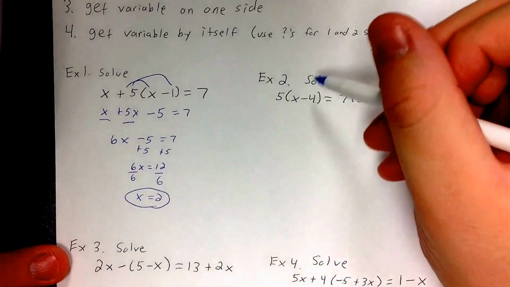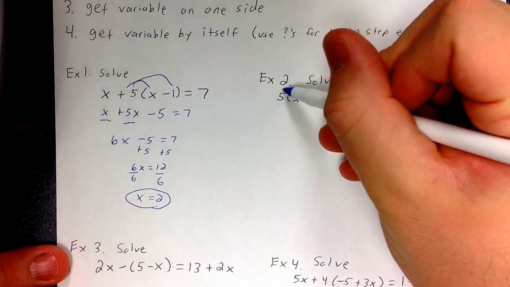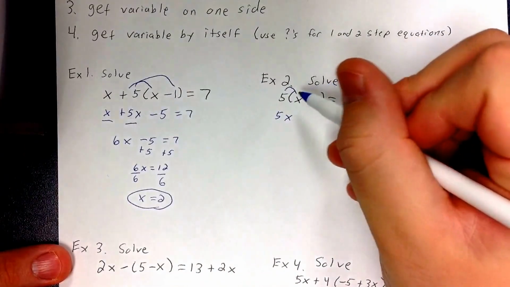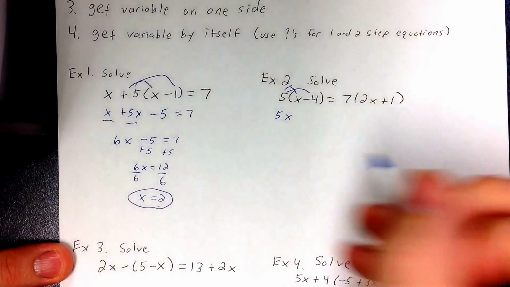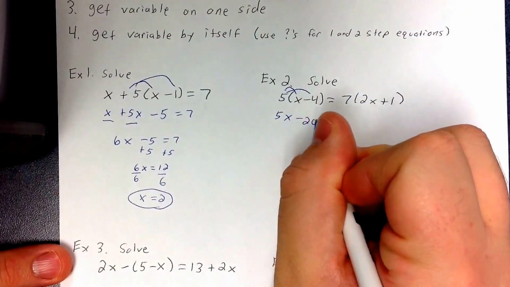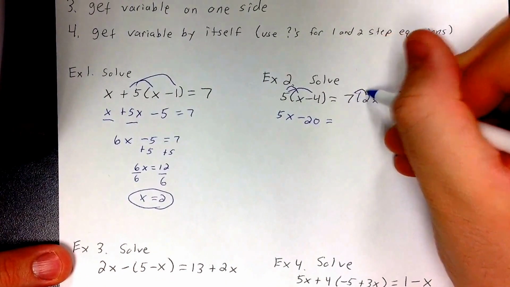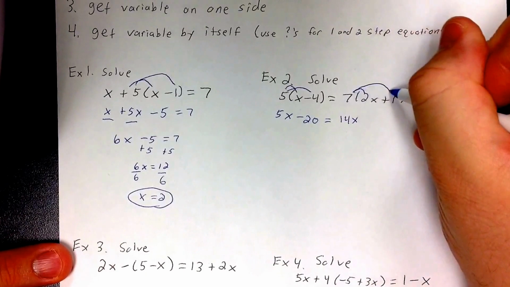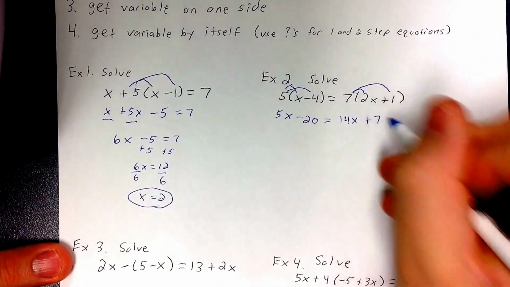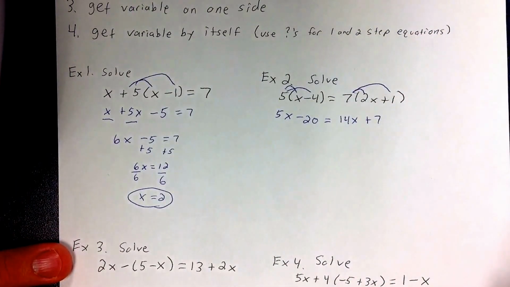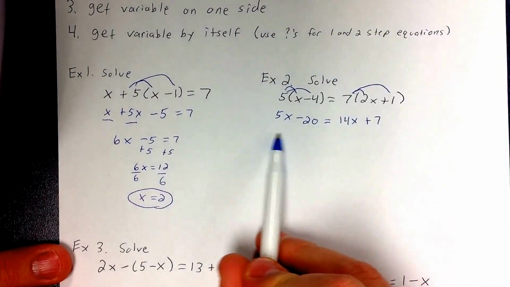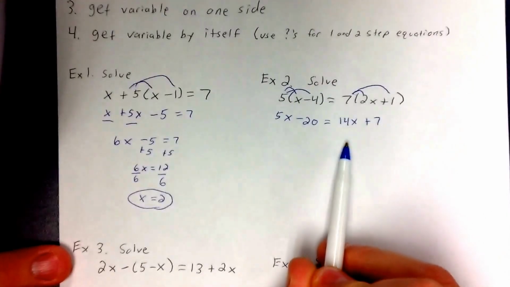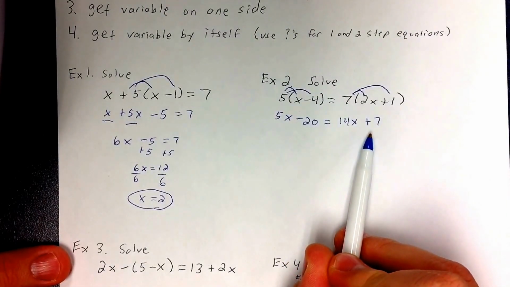On example 2, distribute first. So 5 times x is 5x. Then it's 5 times negative 4 is negative 20. Equals 7 times 2x is 14x. And 7 times positive 1 is positive 7. Now, in this case, I don't have any like terms on the left-hand side of the equal sign. 5x and negative 20 aren't like terms. 14x and 7 are not like terms.